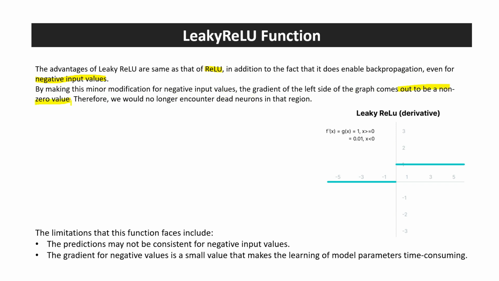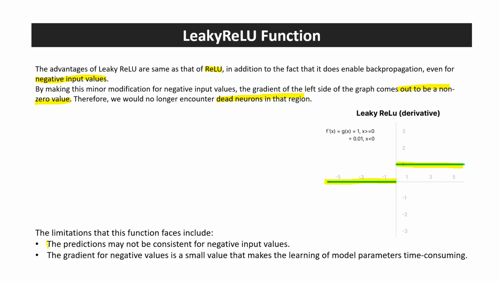We already talked about that. Therefore, we would no longer encounter dead neurons in this region. This is the derivative of the Leaky ReLU. You can see it here, a simple slope. In ReLU we had a problem with negative values, because it goes into the dying problem. Here that problem is solved, but it also has some limitations.